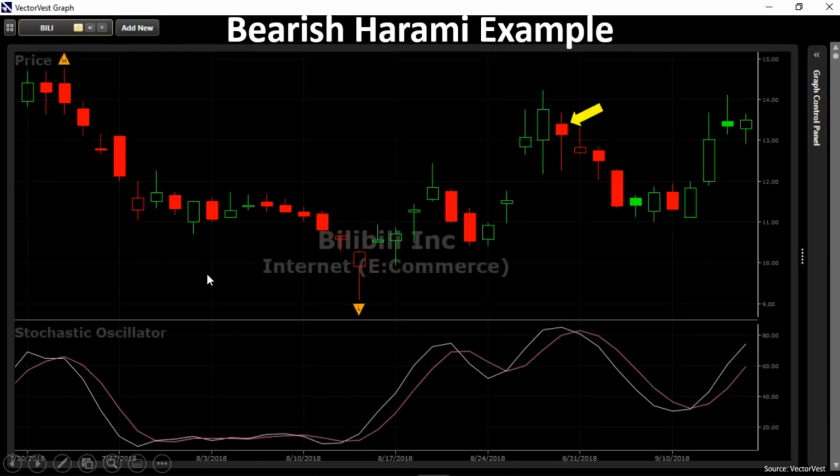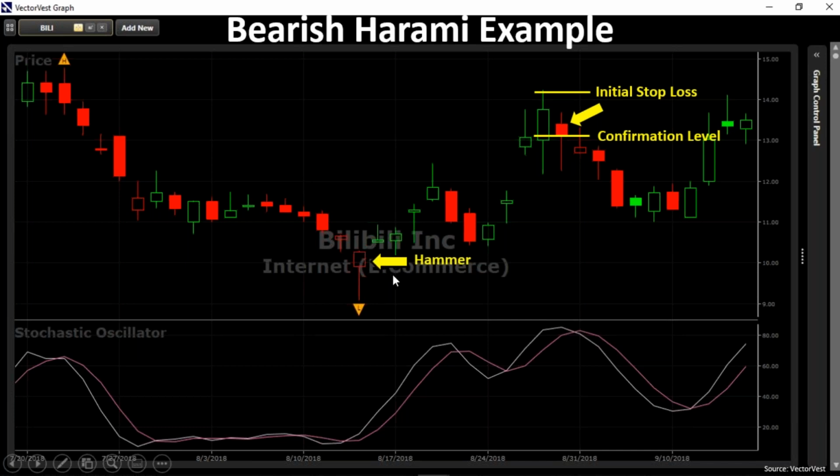Here's another bearish Harami. Here's your uptrend, right? Not a very strong uptrend, but it's enough to cause the stochastics oscillator to go above 80. There's your bearish Harami. There's your confirmation level. There's your initial stop loss level. We had an opportunity here for some quick gains.